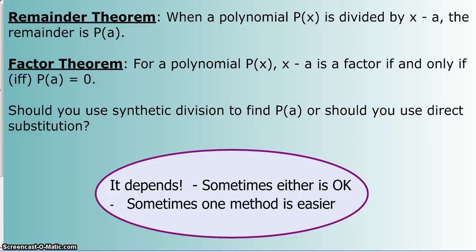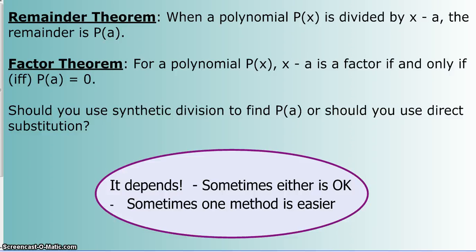The factor theorem says for a polynomial p of x, x minus a is a factor if and only if p of a equals 0. So in other words, if you plug your number in to get the remainder and you get a remainder of 0, you know it's a factor.